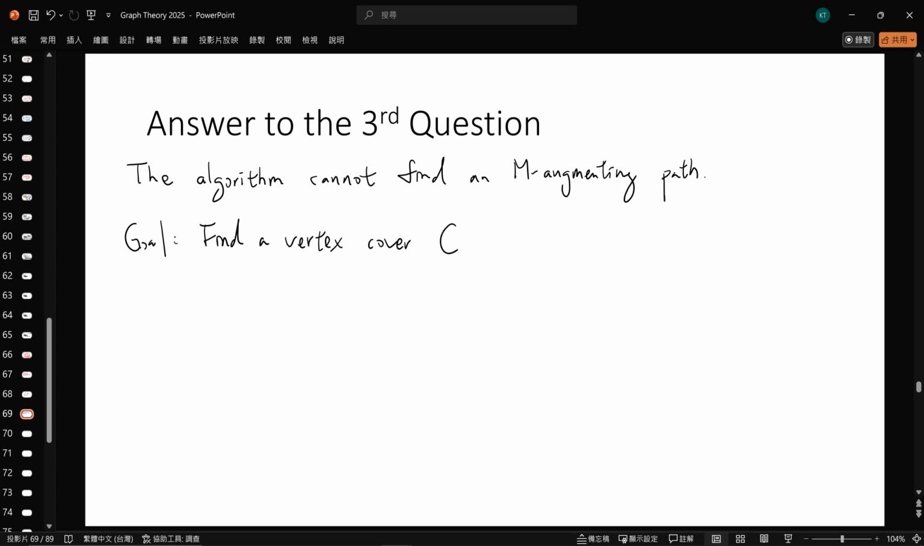Let's call it C, such that the size of the vertex cover equals the size of the matching. Okay, so this is our goal. So once we have this vertex cover, it solves the last question.